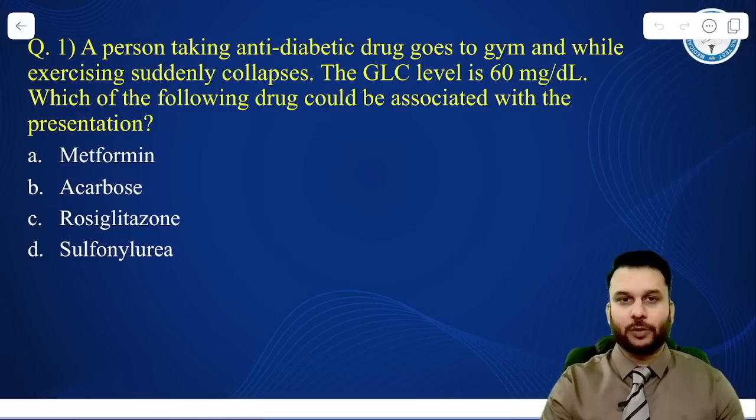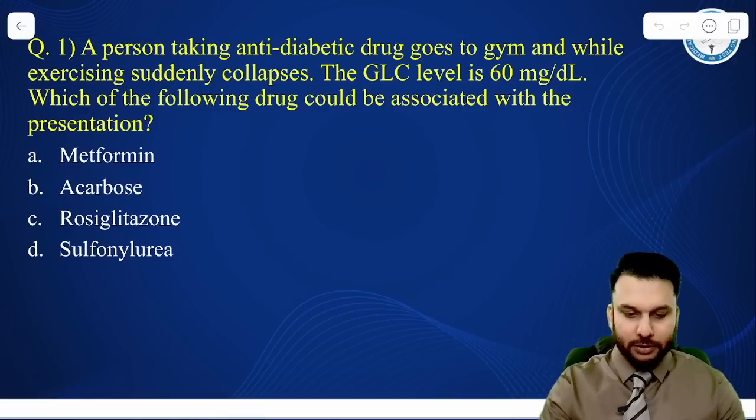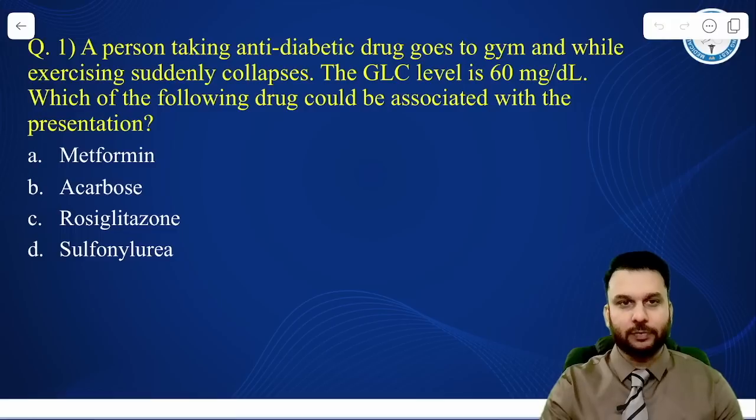So here's the first question. A person taking anti-diabetic drugs goes to the gym and while exercising suddenly collapses. The glucose level is 60 mg per deciliter. Which of the following drugs could be associated with the presentation?